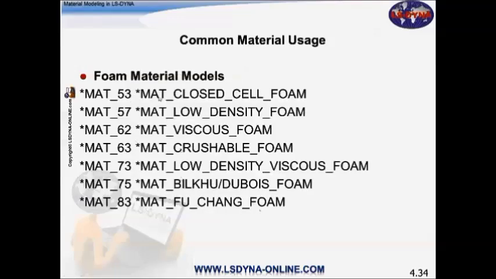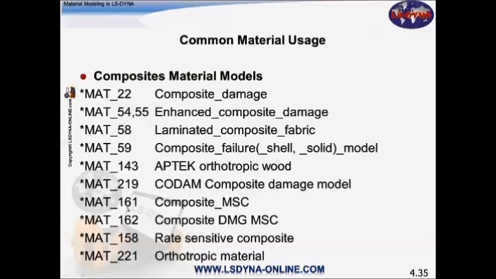Foam materials, these are the material models I'm going to talk about. So you have material 53, closed cell foam, 57, low density foam, 62, viscous foam, and then 63, crushable foam, 73, low density viscous, 75, pressure dependent, if you like. And then you have 83, which is Fu Chang foam, from Fu Chang's dissertation at the University of Michigan, implemented into LS-DYNA as material 83.